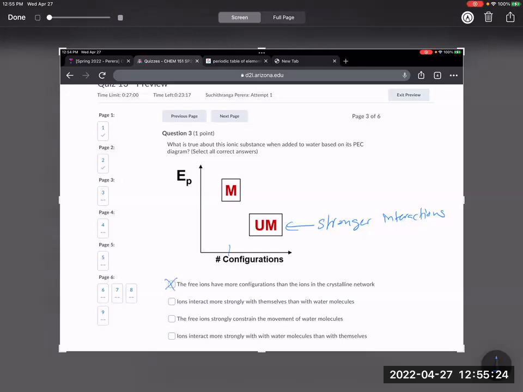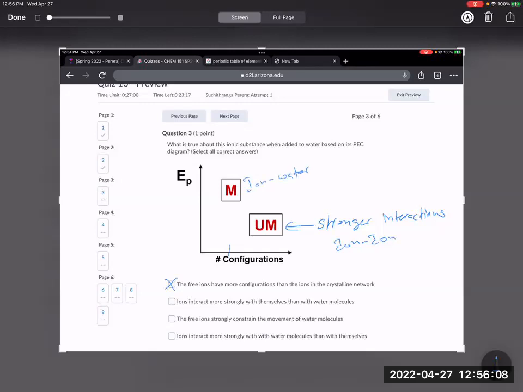Okay, it seems that the free ions have less configurations, or the mixed state has less configurations than the ionic compound plus water. All right, and then moving on to option B, ions interact more strongly with themselves than with water molecules. That is correct. So what we have in the unmixed state is ion interactions, positive ions interacting with negative ions, or ions interacting with themselves. Okay, and in the mixed state we have ion-water interactions.